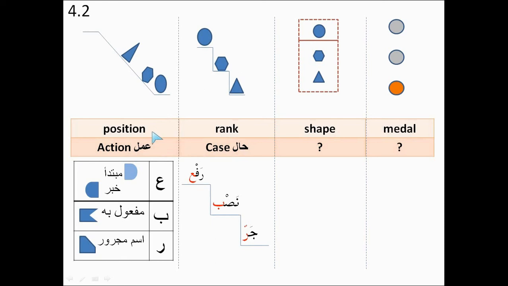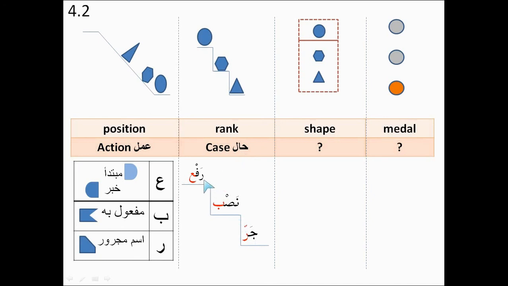So we had worked out that instead of position at the end of a race, the action of a noun in a sentence is most important in determining its rank. If it is a mubtada or a khabar, then that noun is always marfu'. If it's the maf'ulun bihi, a word acted upon by a verb, then it is mansub. And if the word is ism majroor, affected by a harf jar, then that word is majroor. So that's how we work out which particular case or hal the noun takes.